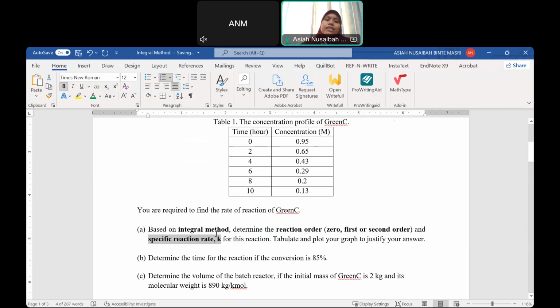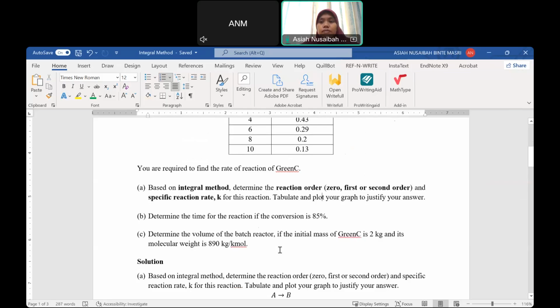Actually, even if they didn't mention it, if they say based on the integral method, write the rate law for green C, then basically those are the things that you have to find: the reaction order and also the specific reaction rate k for this reaction. Okay, tabulate and plot your graph to justify your answer. So you must tabulate the data and plot the graph.